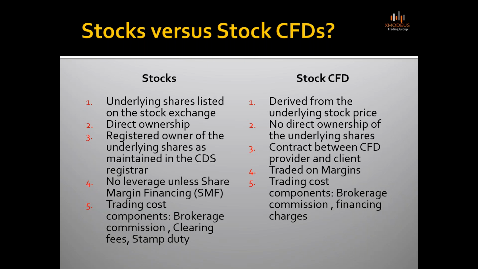Okay, and in terms of trading costs, stocks are slightly different from stock CFDs. In stocks, of course, you have the usual brokerage commission, the exchange clearing fees, and also stamp duty. In stock CFDs, you have, of course, the brokerage commission, but you also have financing charges. This is something you can speak to Phillip Futures about. It's slightly different because you are putting up a margin of, say, 10 to 20%, and the balance, the 90% or the 80%, is actually financed. So there are financing charges attached to the trading of stock CFDs.